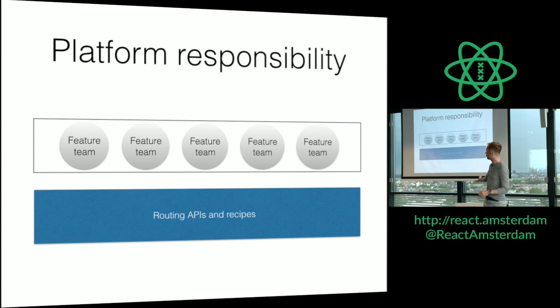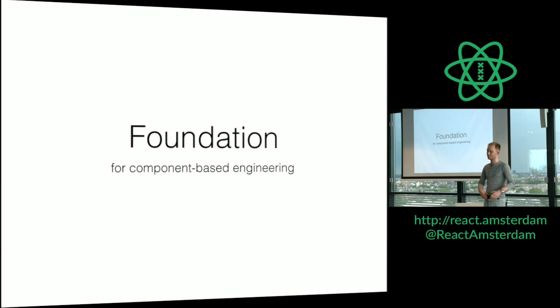Our goal recently was to provide the feature teams certain router-related APIs and recipes, and preferably recipes, not too many APIs, because APIs can easily be the wrong APIs, and then you have to support them forever. But anyway, give them something to hold on to: how are we supposed to do our routing? How do we keep it all simple, without getting completely sidetracked by that? So in a component-based architecture, we want to make the router the foundation of component-based engineering.